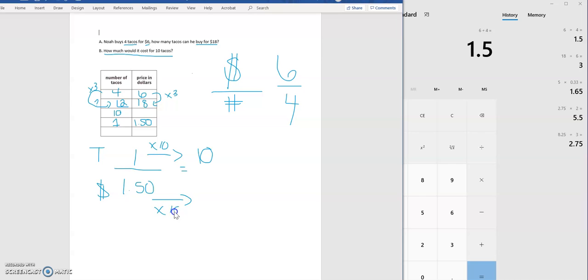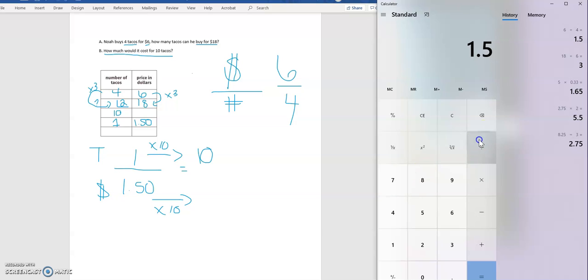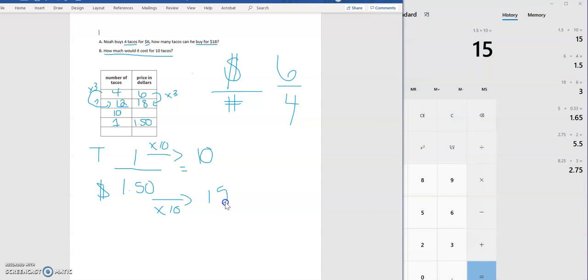So $1.50 times 10 gives me the cost of $15 here. And that is using a ratio table to solve a ratio application problem.